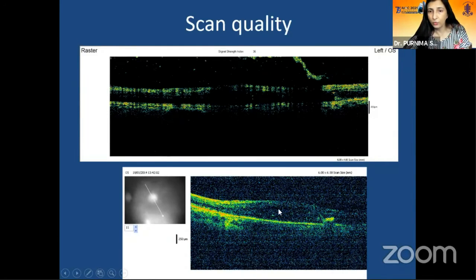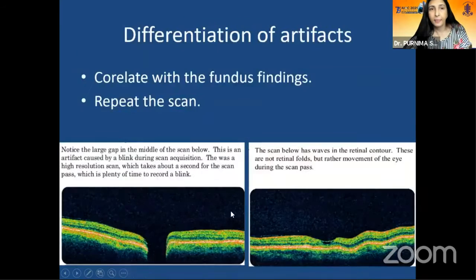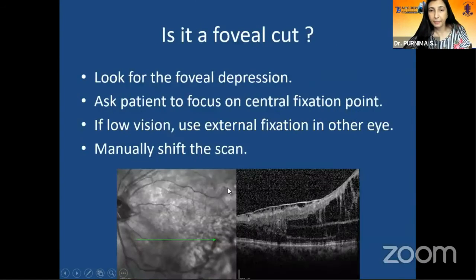While here you see that overall it's not a good signal to noise ratio, and this is because of media opacity like cataract. Here you see some abnormalities. Sometimes they're not due to an actual problem, but because of some artifacts. So here there's a gap, and here there's some movement. The gap is due to eye blinking, while these undulating waves are seen because of eye movement. So how can we differentiate? By correlating with the fundus picture as well as repeating the scan.